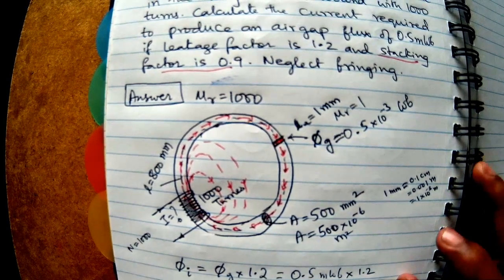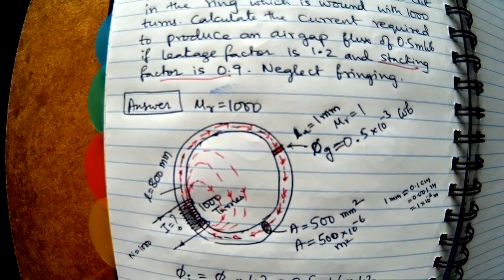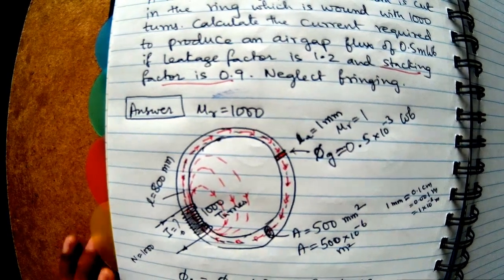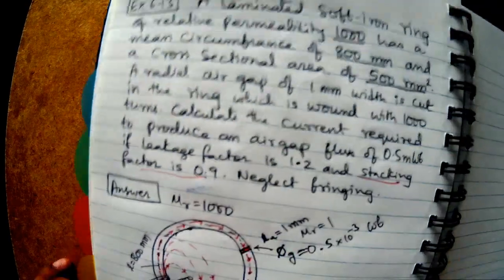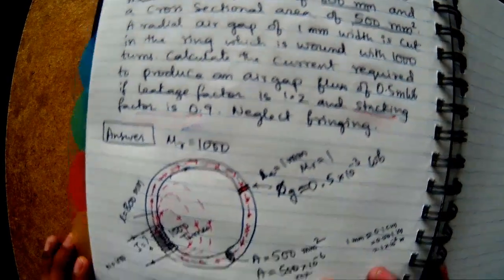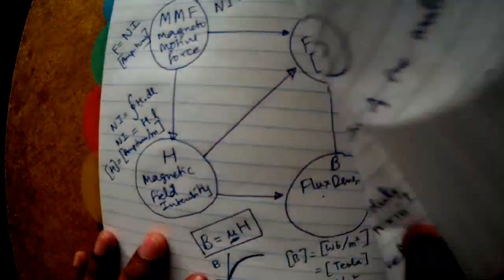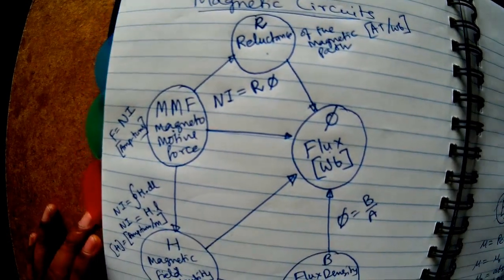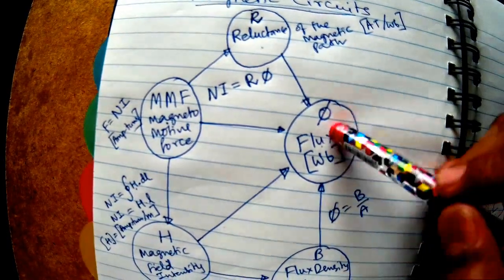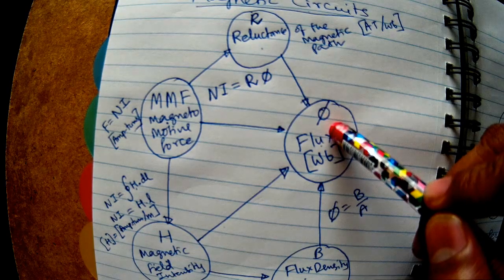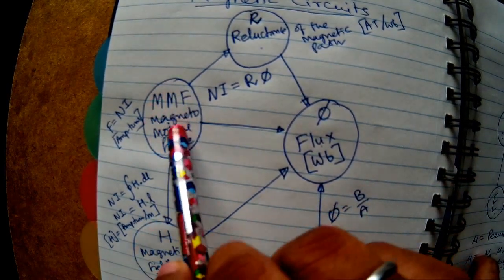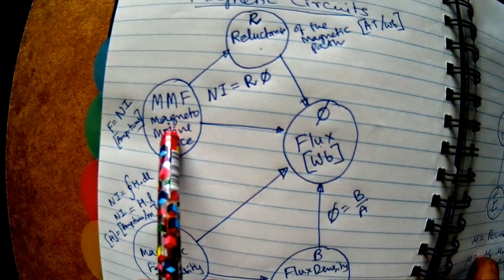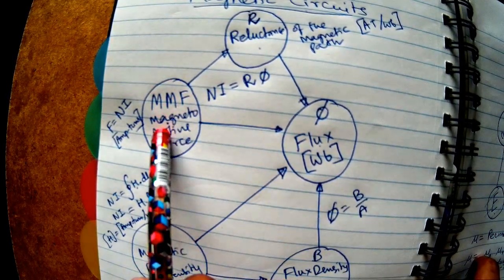So we'll consider that while we are going. But then broadly speaking, what is the question? If you analyze the entire question, the problem that is given, using our diagram method which I explained in the previous one, the flux value is given and the MMF is not given. So we have to find the MMF. The flux is known, MMF is unknown. So how do you find the MMF is a question.